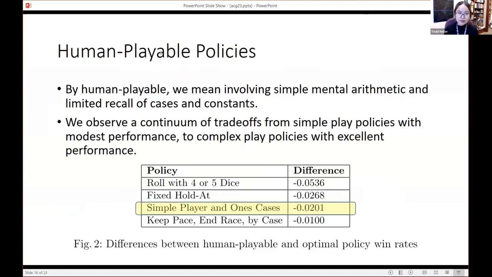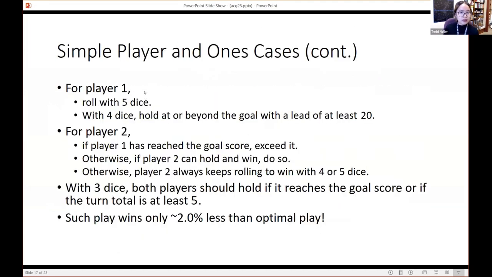And skip this, go on to the policy. Okay, so this is the policy, right?